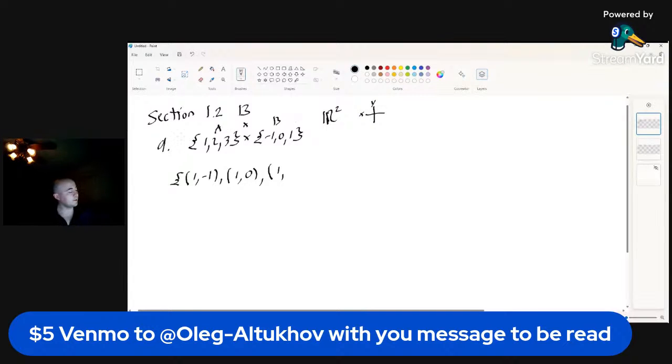Because look, if we did B times A, just gonna take the red pen. If we did B times A, then what would happen is, in that case, I actually wrote this wrong. This is still B. If we did B times A, then the first set would be like this. It would be -1 and 1.